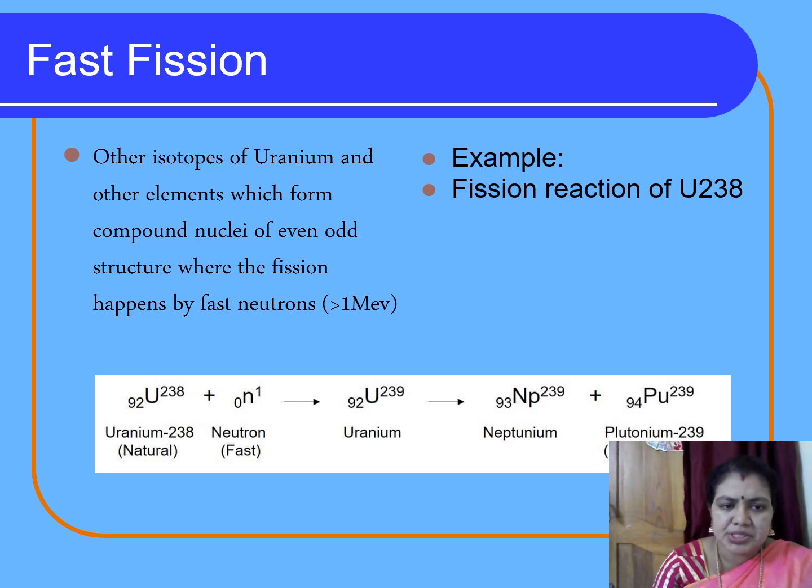Now the second type of fission is the fast fission, where the other isotopes of uranium form compound nuclei of even-odd structure. So the best example could be the fission reaction of uranium-238. We can see that this uranium-238 fission reaction results in the fragmentation of uranium-239 to neptunium and plutonium. So the atomic number is 93 and 94, one is odd and another is even. So when such compound nuclei get formed, we call them fast fission reaction.